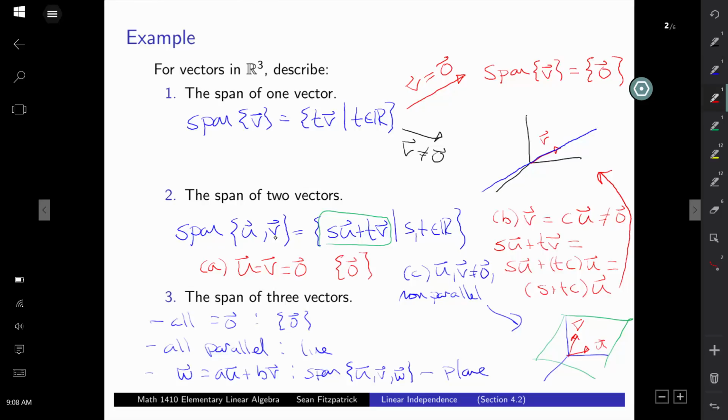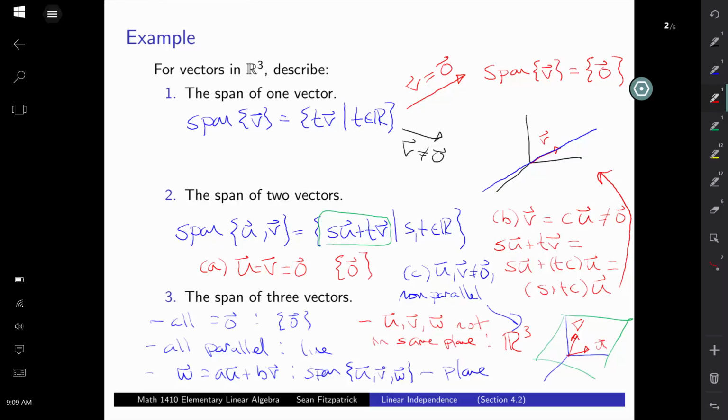And of course, your final possibility is that u, v, and w are, well, the right word here is going to be independent, but they're not all in the same plane. And in that case, the span is going to be, well, you're going to get everything. You'll get all of R3. If you take three vectors that are all non-zero, none of them are parallel, they don't all lie in the same plane, then you generate the entire space.